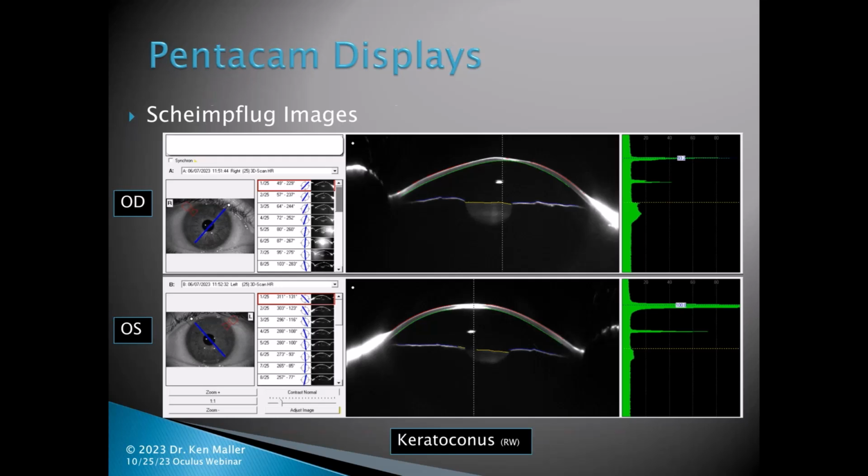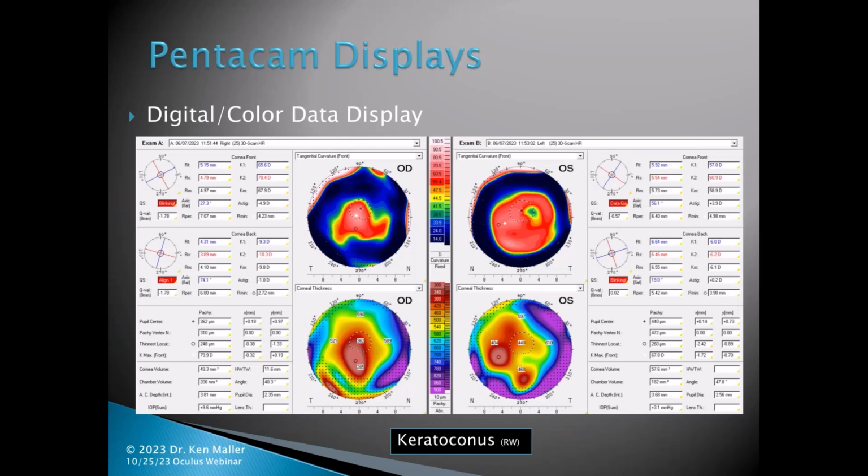Okay, let's move on. Of course, the Pentacam can display these digital data displays in color, which we're all very accustomed to seeing. On this particular display, you can see that we also have some data, in this case showing that the thinnest point on this right cornea is 248 microns thick. On the left eye, we have a 260 micron thinnest portion of that particular cornea.